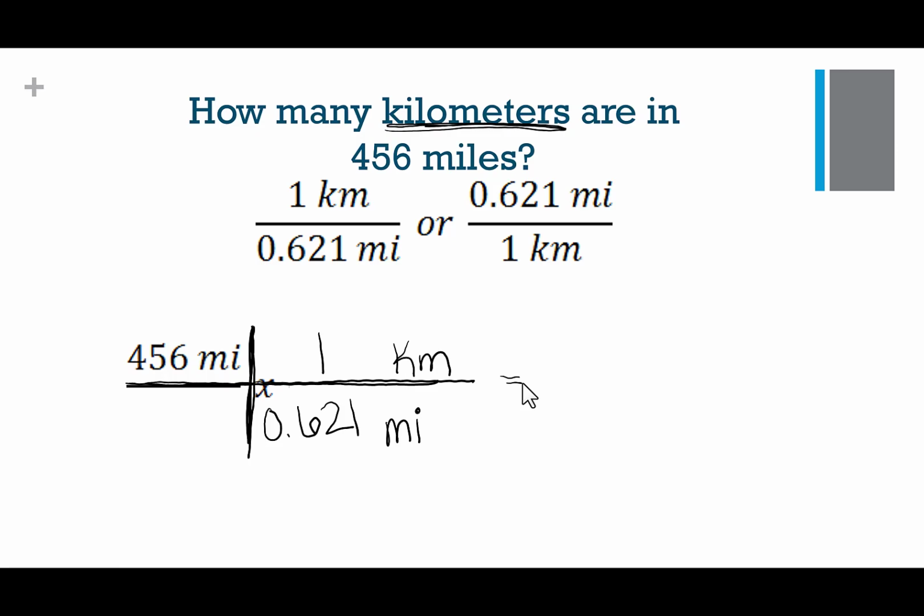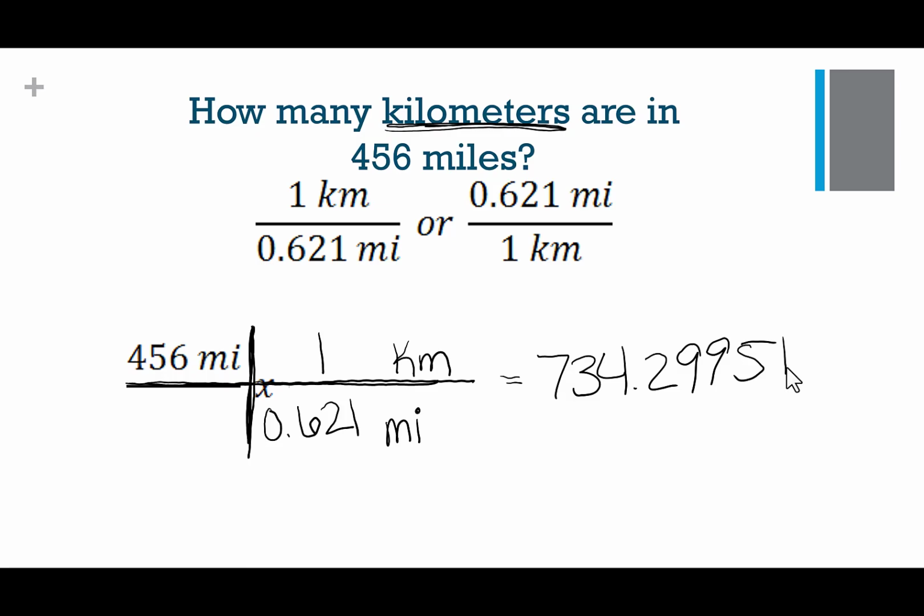So I plug into my calculator 456 times 1 divided by 0.621, and my calculator spits out something like this. Lots and lots of decimal places. But what do I need to consider? What do I need to think about? Yeah, sig figs.